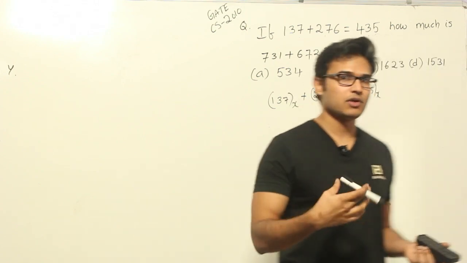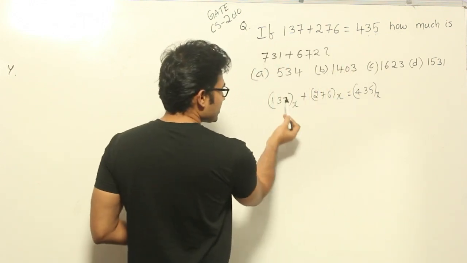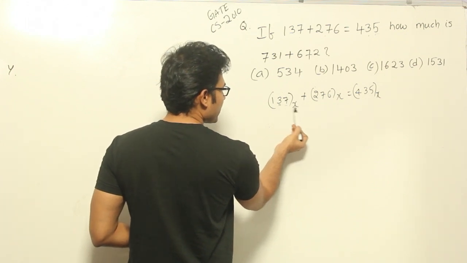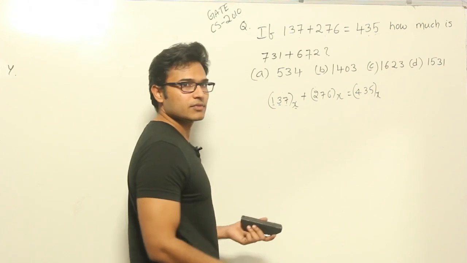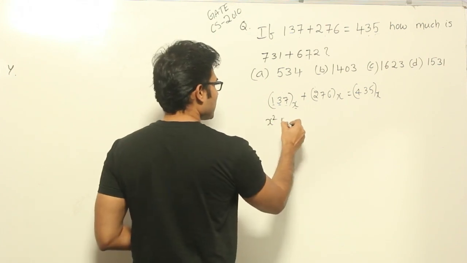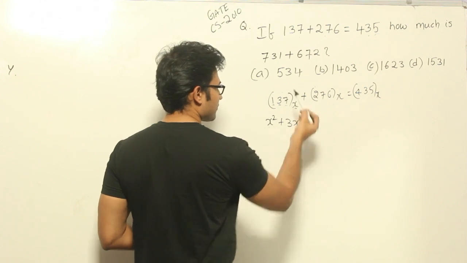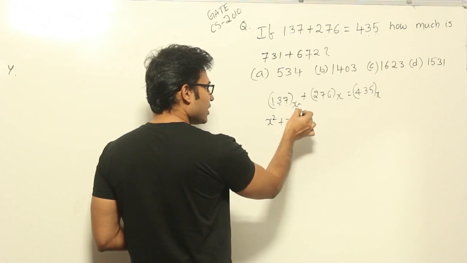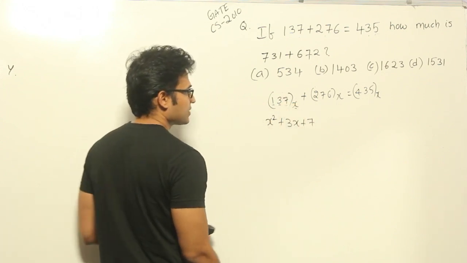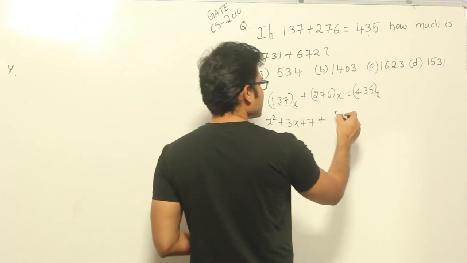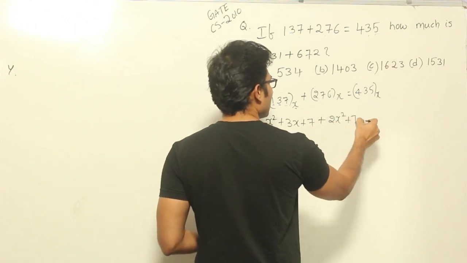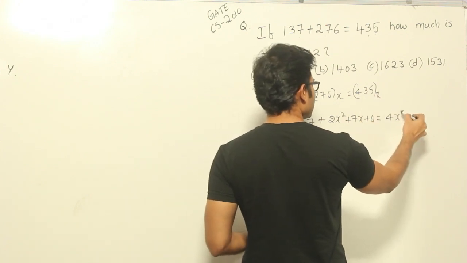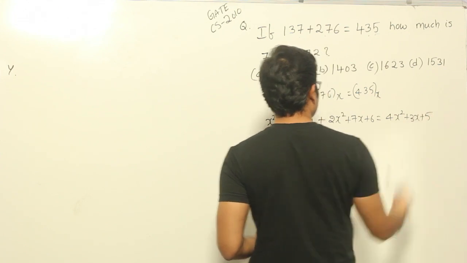Given any base, how can you convert into base 10? See, the weight of this one is x power 0, the weight of this digit is x power 1, the weight of this digit is x square, right? Therefore I could write it as x square plus 3x plus 7. So this is the decimal equivalent of this number, provided that this is given in base x. Plus, now what about this? Again the same way, 2x square plus 7x plus 6 equal to, again you can do the same way, 4x square plus 3x plus 5, right?